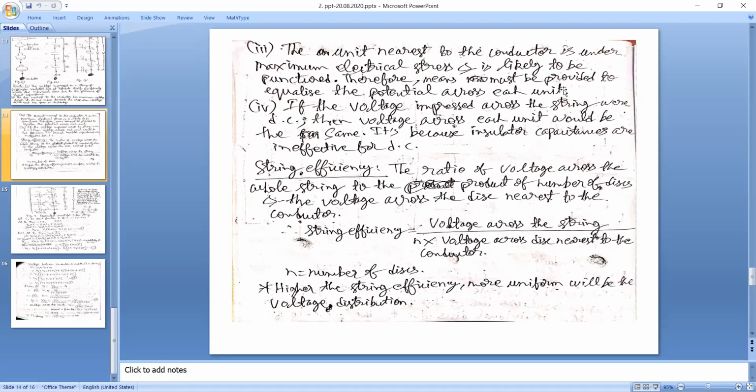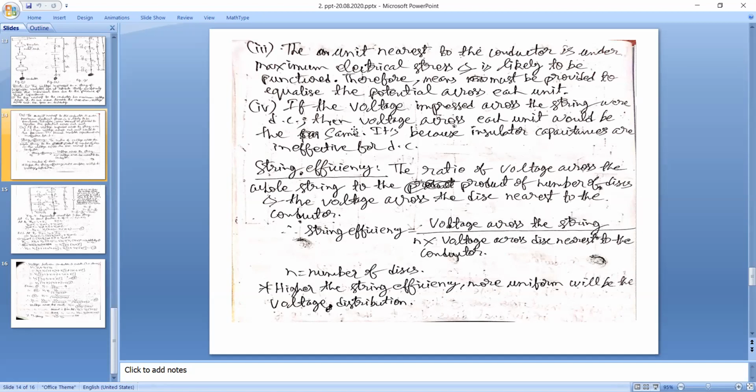So, इसलिए there should be some ways through which you should be able to equalize the potential distribution across the string insulator. Fourth one is if the voltage impressed across the string were DC. ये तो AC voltage देख रहे थे. अभी अगर suppose string के ऊपर जो voltage apply किया जा रहा है, impress किया जा रहा है, वो अगर DC voltage होता, then ये प्रॉब्लम हम लोग के लिए एग्जिस्ट ही नहीं करता शंट कैपेसिटेंस होते हुए भी.